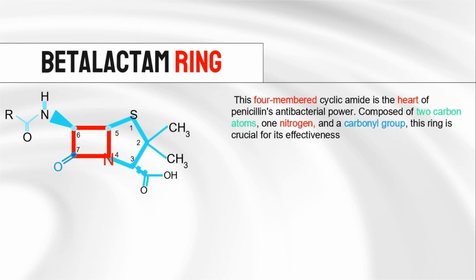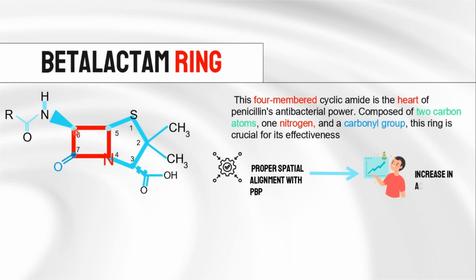bacterial attack. Next, we turn to the stereochemistry at C6 and C5. The L configuration at C6 and the D configuration at C5 are not mere details. They are essential for the proper spatial alignment with penicillin-binding proteins. Altering this stereochemistry, even slightly, can drastically reduce the antibiotic's activity, underscoring the precision required in penicillin's design.